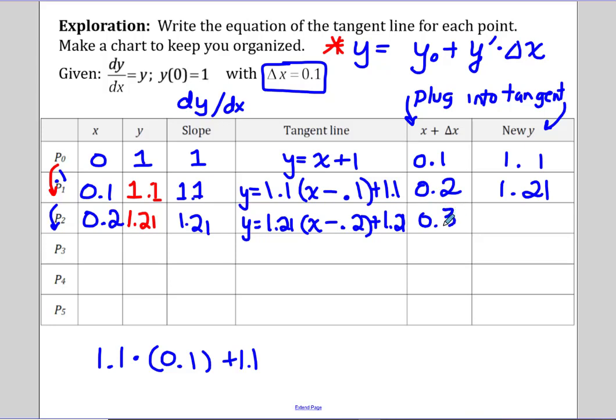And now we're going to go up again. So once again, if we have 1.1, now we're at 1.21 times 1/10.